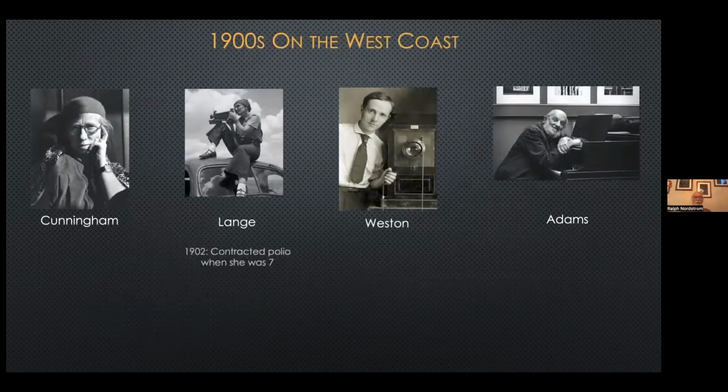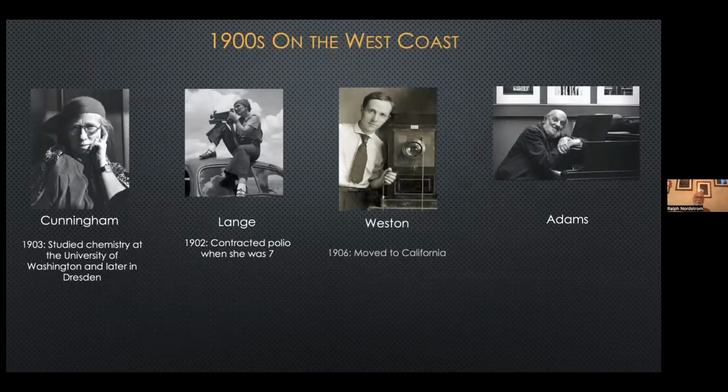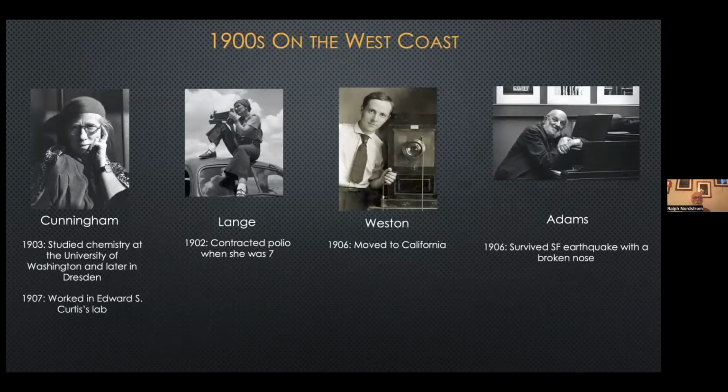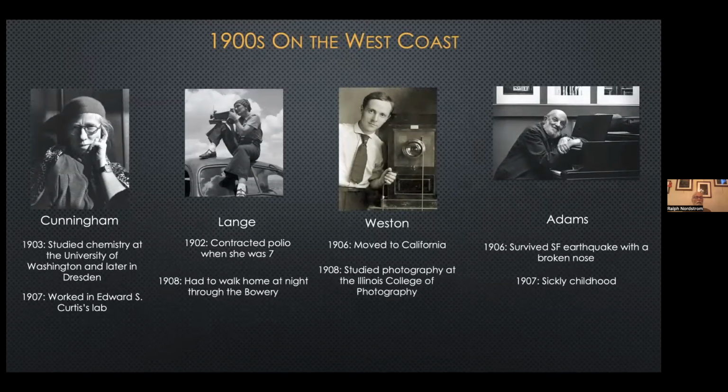So anyway, on the West Coast, we got a little bit going on. Dorothea Lange contracts polio when she's 7, which renders her limping her whole life. Interesting feature: Cunningham did some work for Edward Curtis, who did all the wet plate photographs of Native Americans in Kansas and Nebraska and all through there. Let's see. So Lange has polio.